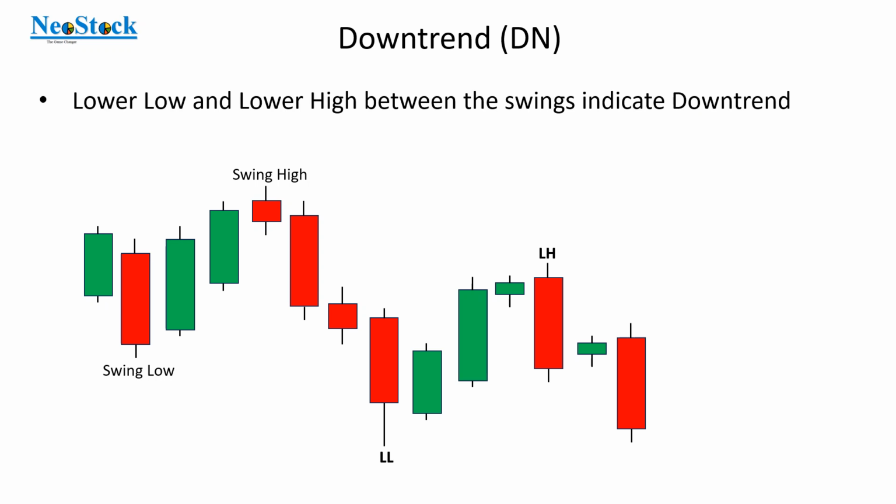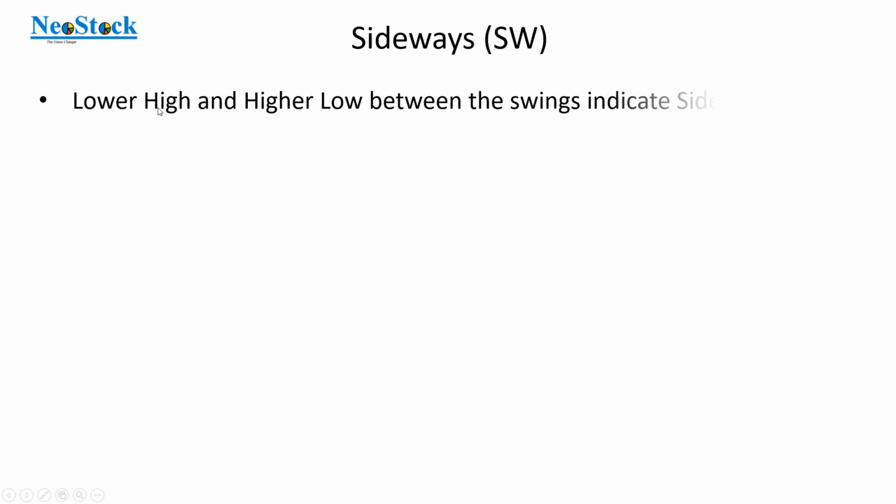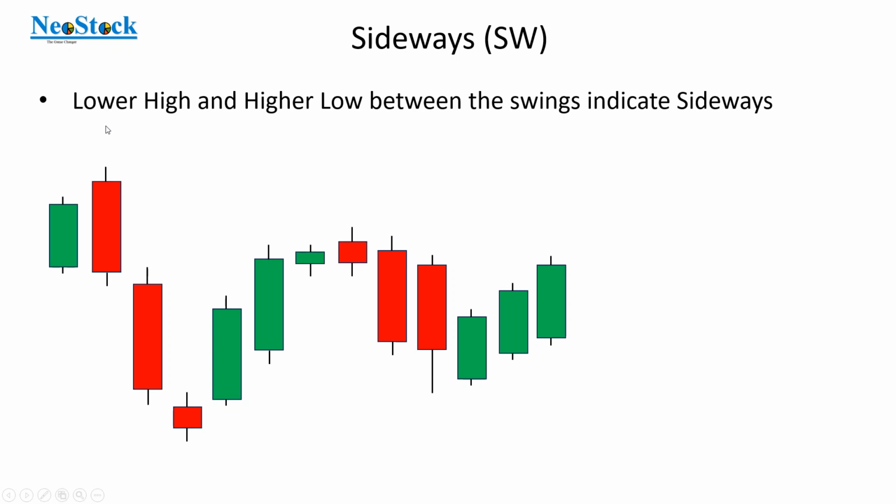Okay. Now let's look into the third type. What is the third type? Sideways. Now look into this sideways, how to identify. Lower high and higher low between the swings indicates sideways. We have multiple points. Let me show you one by one with examples. Look into the first one. Lower high and higher low between the swings indicates sideways. This is the first type. Next you will be seeing different types. Look into this example for this first type.